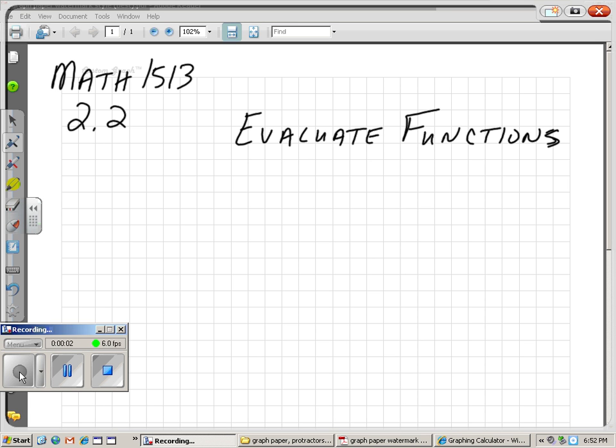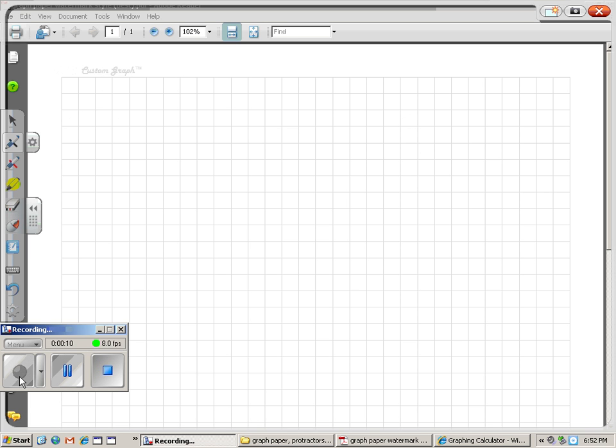Alright guys, Math 1513, College Algebra at Northern Oklahoma College, Chapter 2, Section 2, we're evaluating functions. Okay, back in junior high, a function looked like this. Let's say, for example, y equals x plus 1. That's nice and simple, not scary at all.